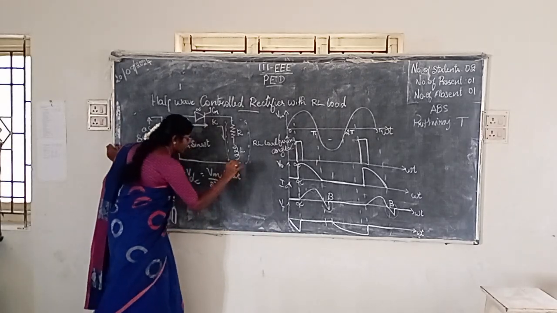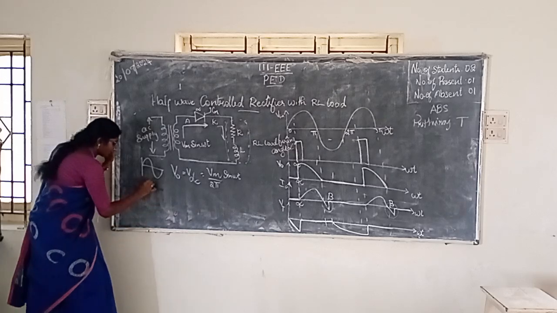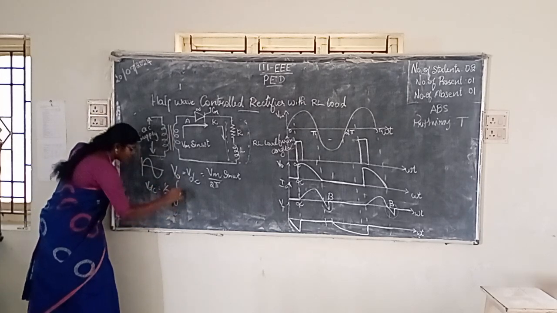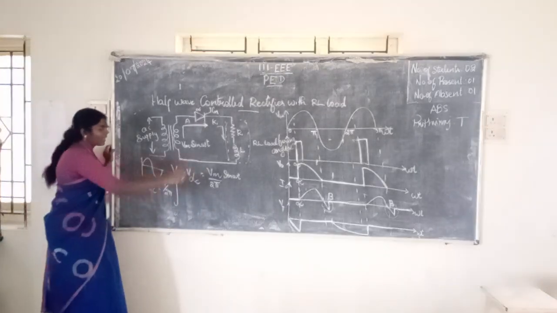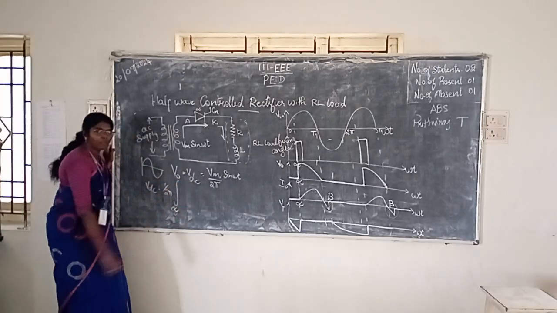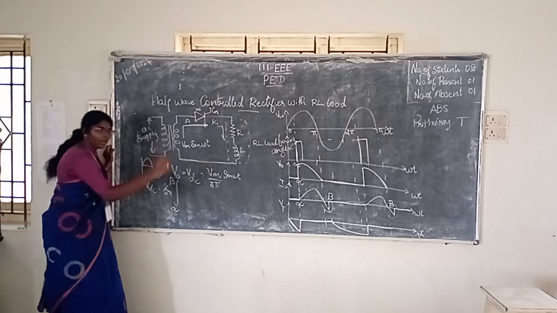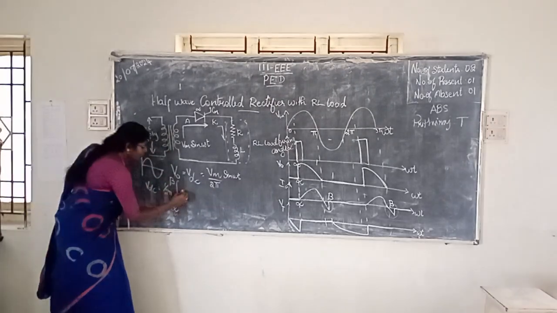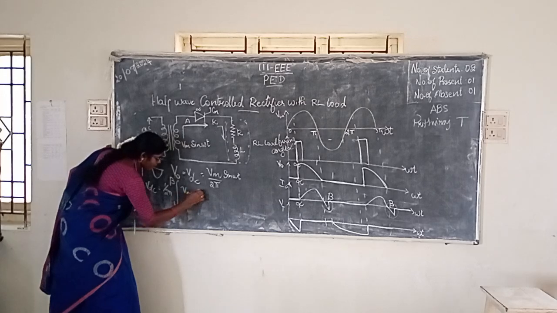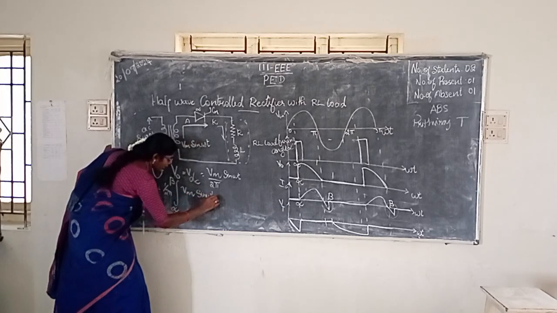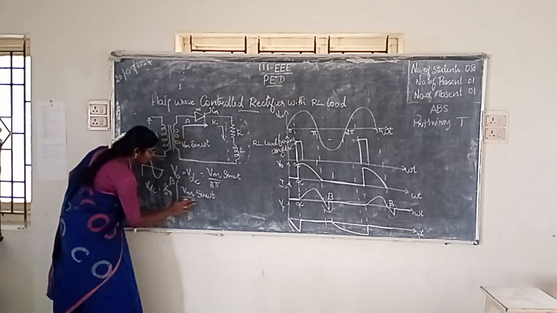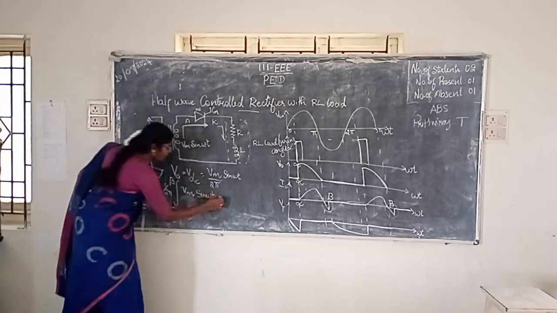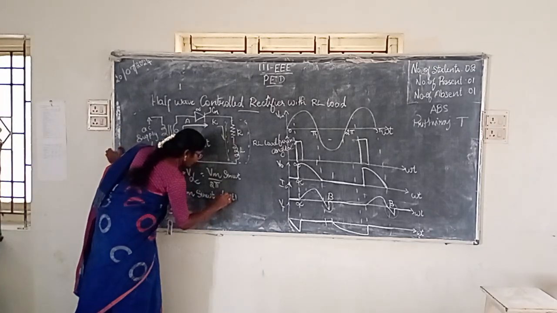So 1 by 2 pi, Vm sin omega t. Now VDC will become 1 by 2 pi integral where the conduction is starting from alpha till beta. So the upper limit is beta, lower limit is alpha. Vm sin omega t d of omega t, with the 1 by 2 pi already written.